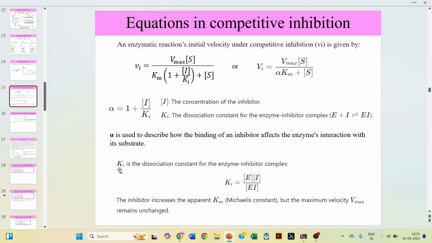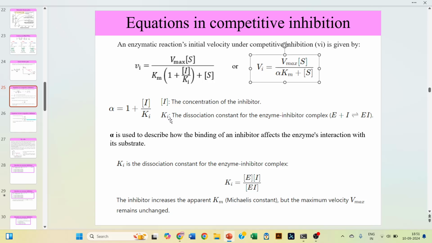Okay, so how do we get this Ki? Ki is the equilibrium constant: the concentration of enzyme times the concentration of the inhibitor, divided by the concentration of the enzyme-inhibitor complex. So the inhibitor decreases the apparent Km, that is the Michaelis constant, but the maximal velocity remains unchanged. Okay, sorry, it increases the apparent Km, right? It is a competitive inhibitor, so it is going to increase the apparent Km. So this is how you get an idea about alpha and about the Ki.